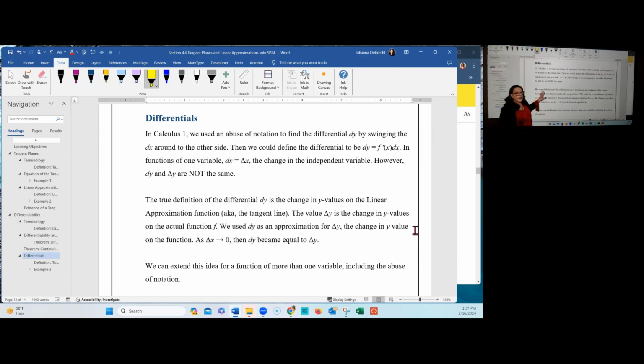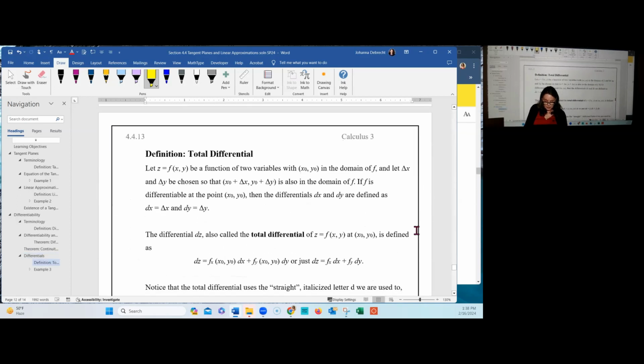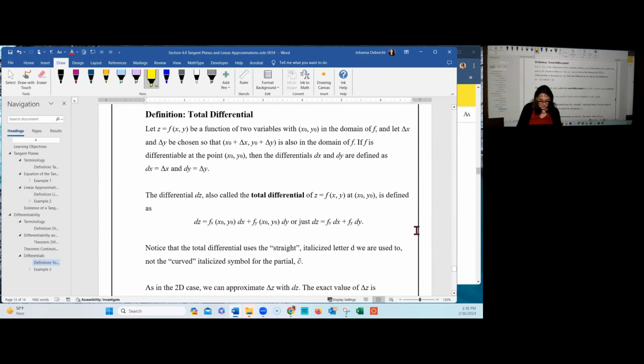Let's take a look now at what we used that for. Again, we used the value of dy in order to approximate the value of delta y. We used the change in y values on the tangent line to approximate the change in y values on the function itself. We're going to see that as the change in x went to 0, dy became equal to delta y, but it was a limit.